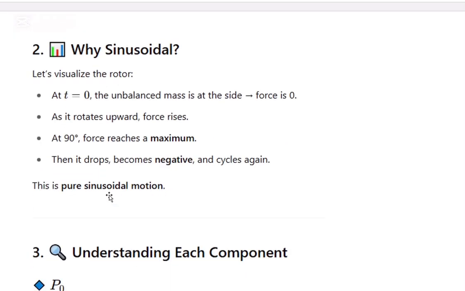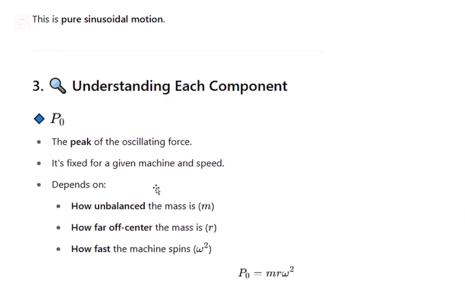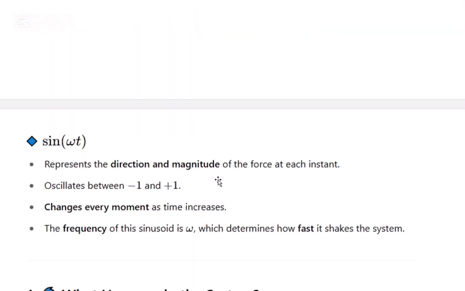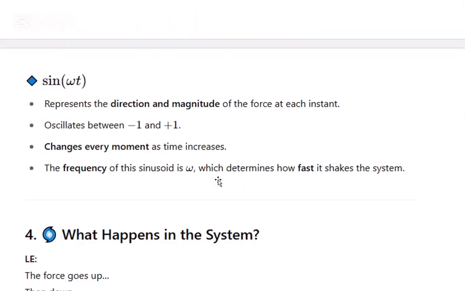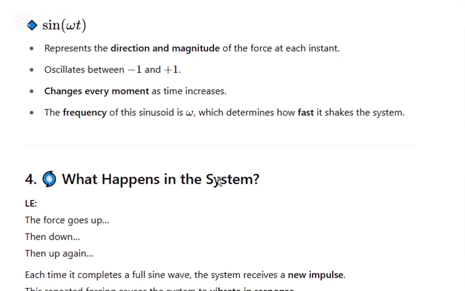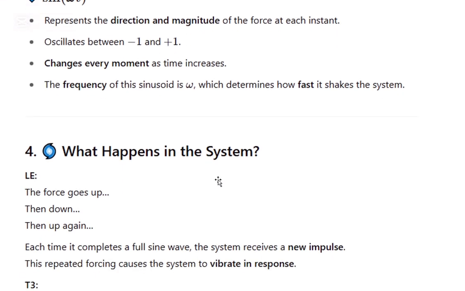Why sinusoidal? At t equals 0, the unbalanced mass is at the side. As it rotates upward, force rises. At 90 degrees, the force reaches maximum, then it drops and becomes negative. The cycle repeats, pure sinusoidal motion. P naught is the peak of the oscillating force. It's fixed for a given machine, depending on how much unbalance, how far, how fast. The sine represents the direction and magnitude, which oscillates from plus 1 to minus 1 as time increases. The frequency of the sinusoid determines how fast the system shakes.